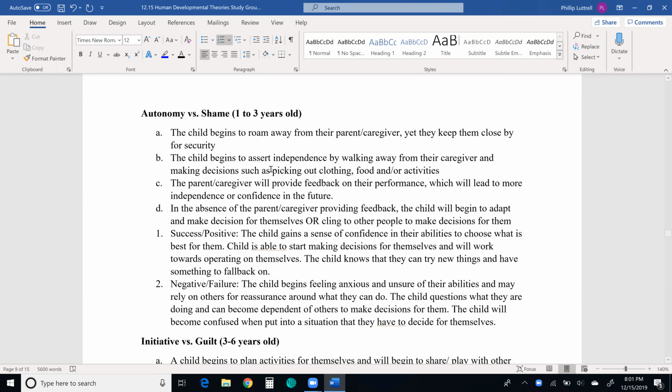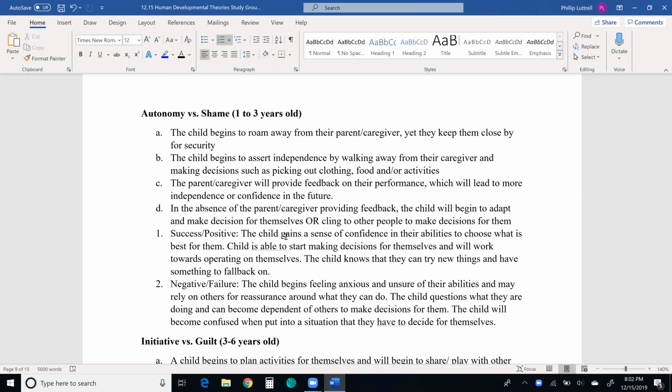The second stage is autonomy versus shame. And this is from 1 to 3 years old. So in this stage, the child begins to roam away from their parent or caregiver, yet they keep them close by for security. So autonomy, key emphasis on freedom. So if someone has autonomy, they're able to move about as they would, but they're still looking for that caregiver for security as well as feedback in some way.